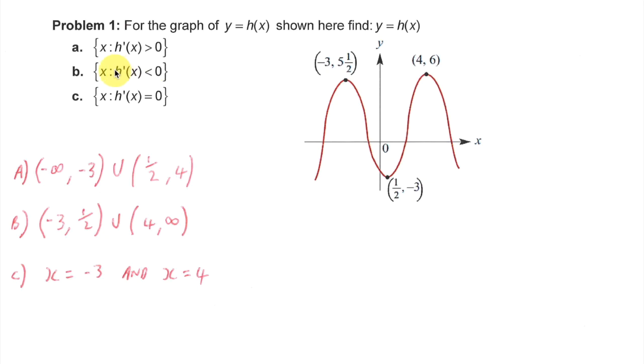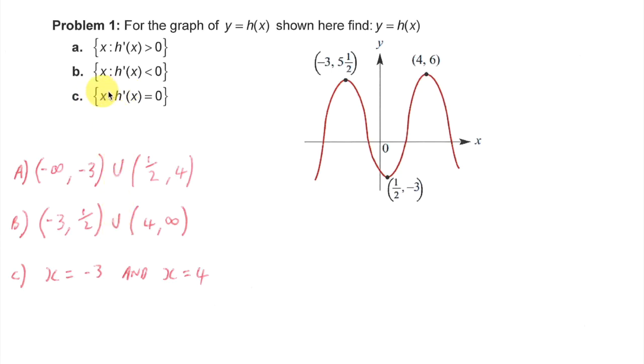For the graph being negative, the first section where it's negative is from here to here. So I'm looking at negative 3 to a half, and again, circular brackets. The second section is from 4 to positive infinity, and again, I'm using circular brackets. Once more, we want to have both of these, so we use the union symbol to show that it's the two.